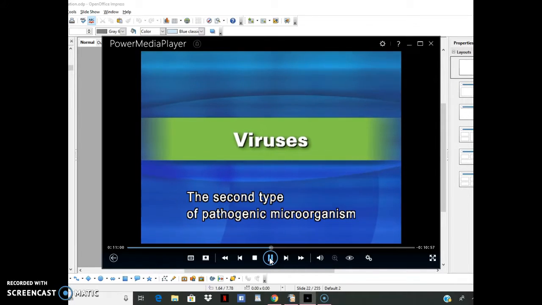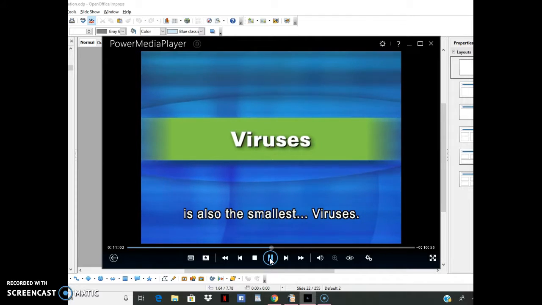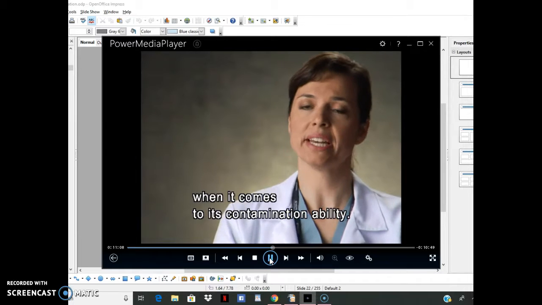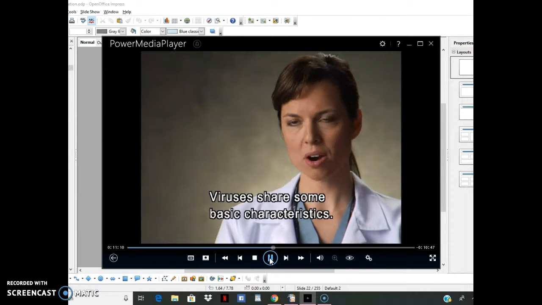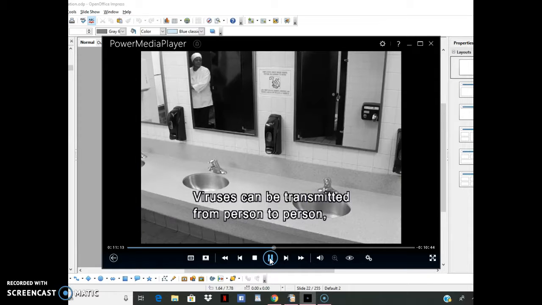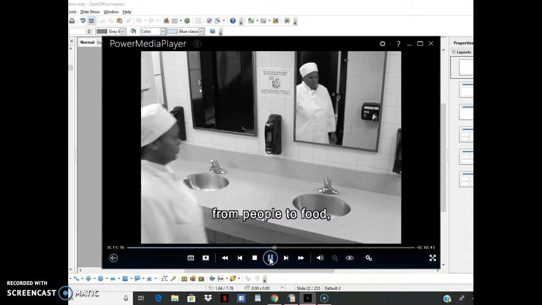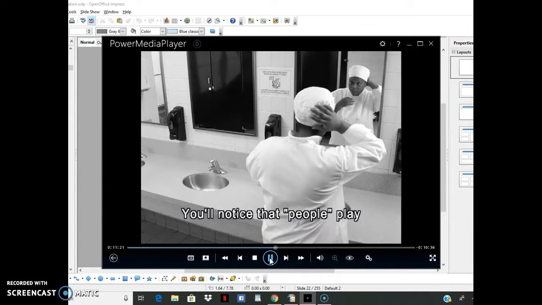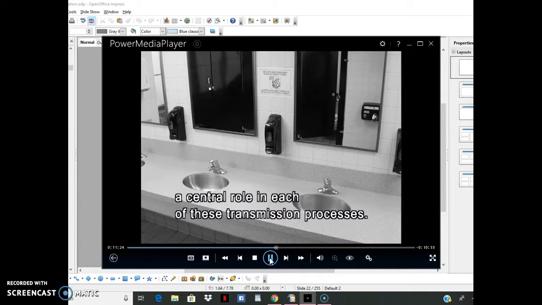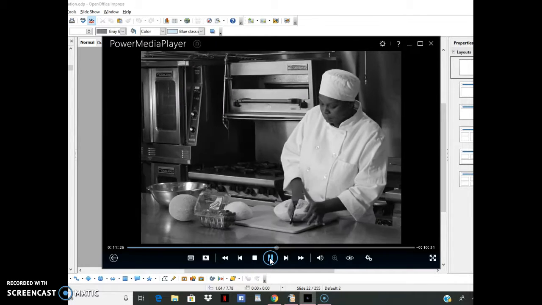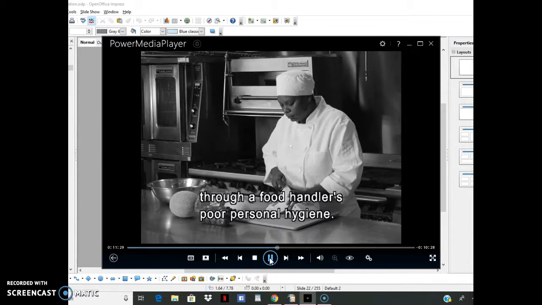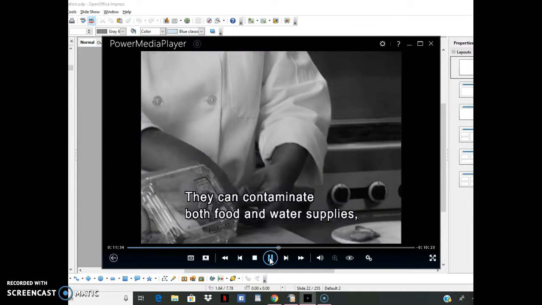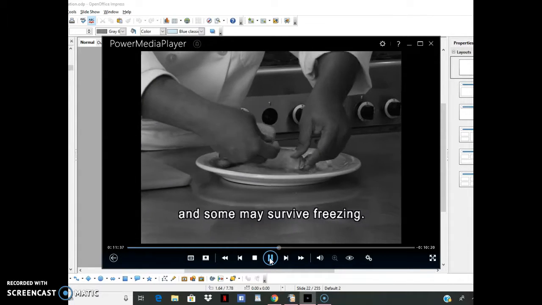The second type of pathogenic microorganism is also the smallest: viruses. But size doesn't really matter when it comes to its contamination ability. Viruses share some basic characteristics. Viruses can be transmitted from person to person, from people to food, and from people to food contact surfaces. You'll notice that people play a central role in each of these transmission processes. So viruses usually contaminate food through a food handler's poor personal hygiene. They can contaminate both food and water supplies, and some may survive freezing.